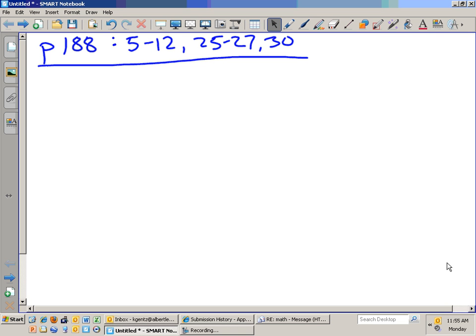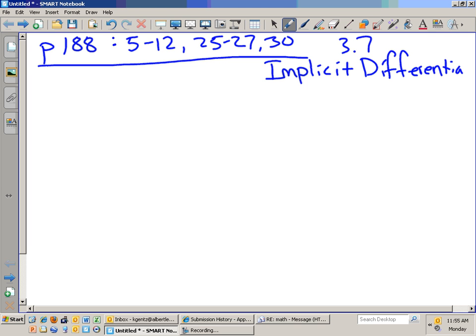Okay, let's start 3.7, implicit differentiation. Okay, so on Friday, we began implicit differentiation.